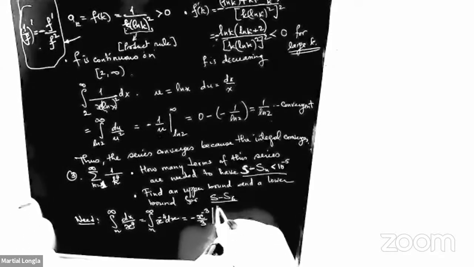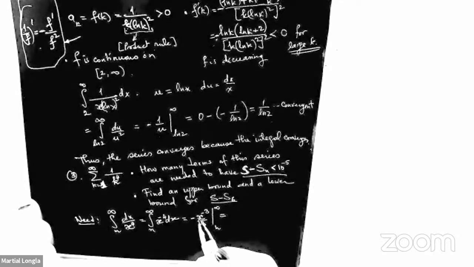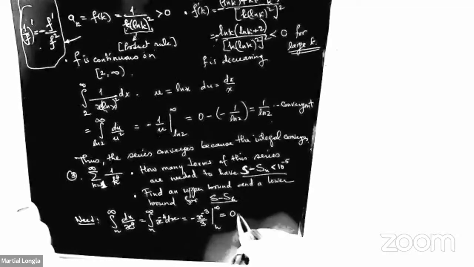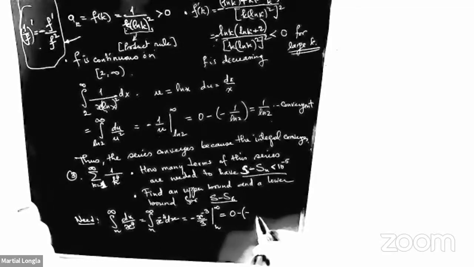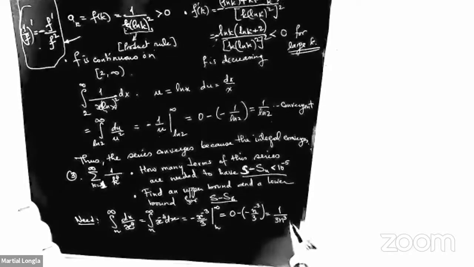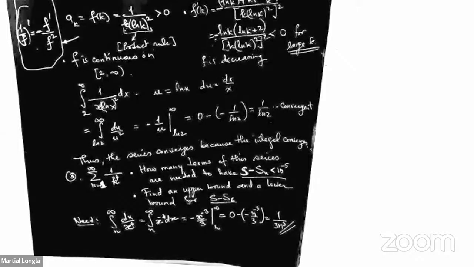Then you plug it in and you plug in infinity. When you plug in infinity, that's the limit as x goes to infinity of x to the minus 3, that's 0. Then you plug in n, that's minus n to the minus 3 over 3. And this equals 1 over 3n cubed. So that's what we are bounded on top by.